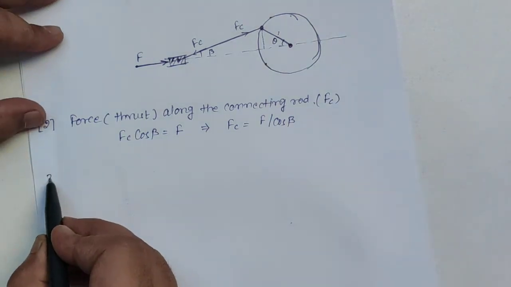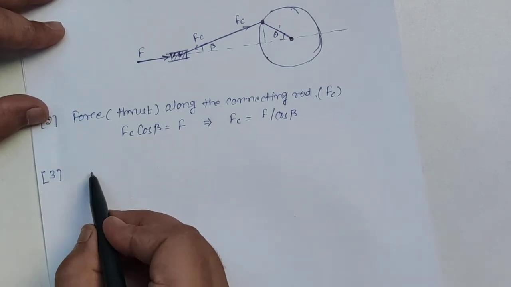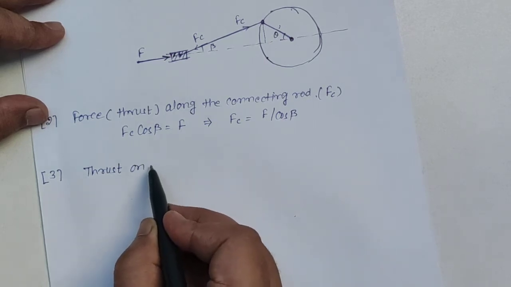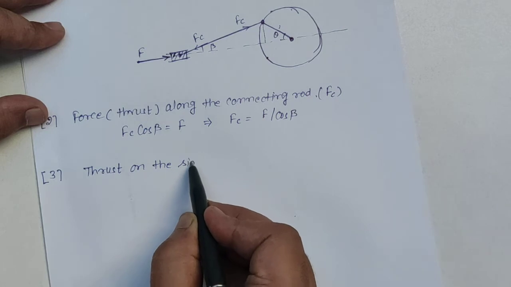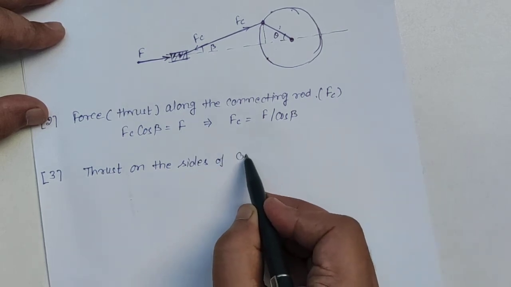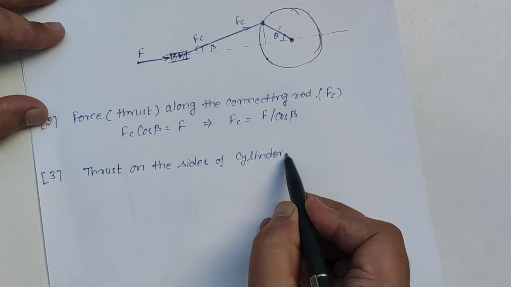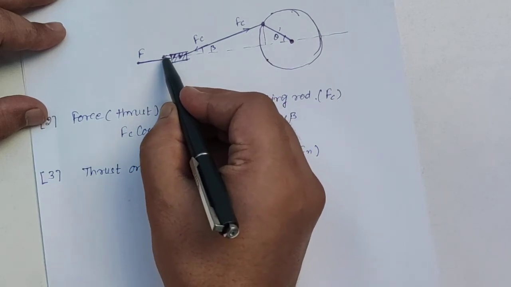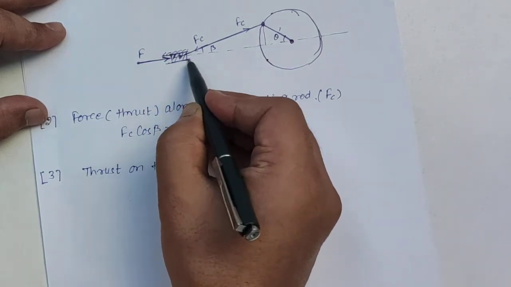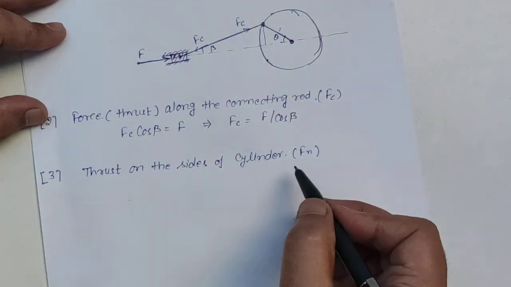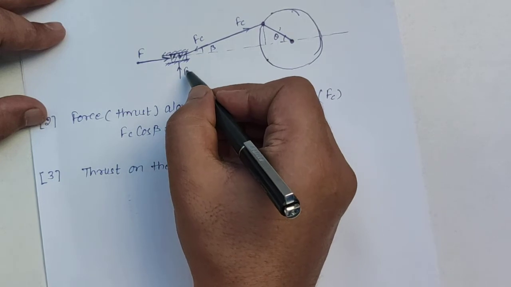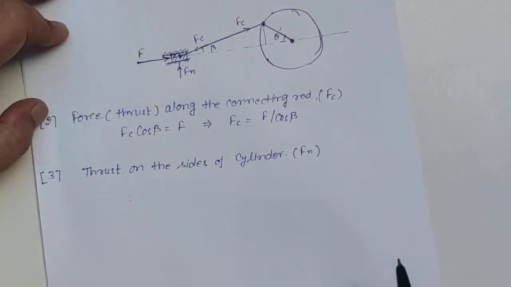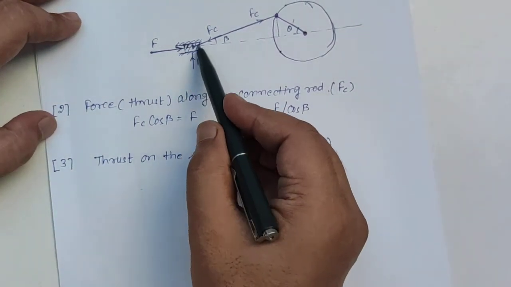Now the third force which we are calculating is the thrust, or force, on the sides of the cylinder. This is the force which is acting on the sides of the cylinder. Where is the cylinder? Inside that the piston is moving, and there will be one vertical force acting on the sides of the cylinder, which we are writing as Fn. So how are we going to calculate Fn? Again draw the free body diagram.